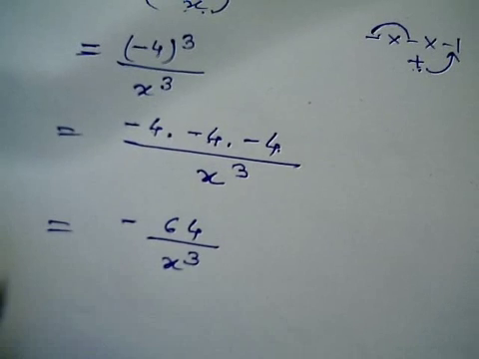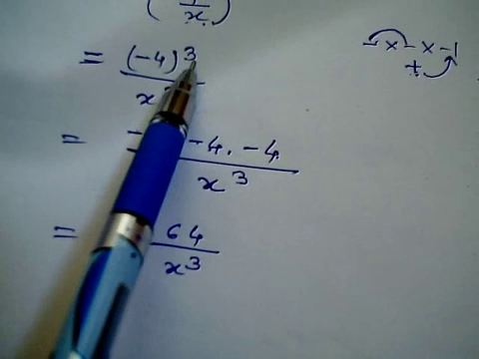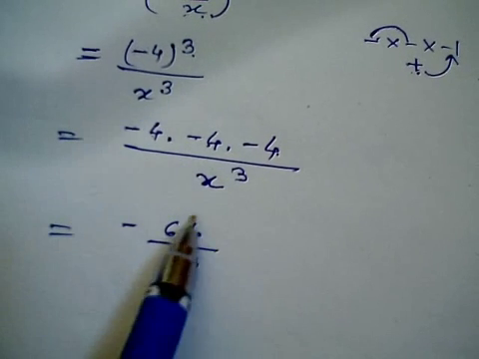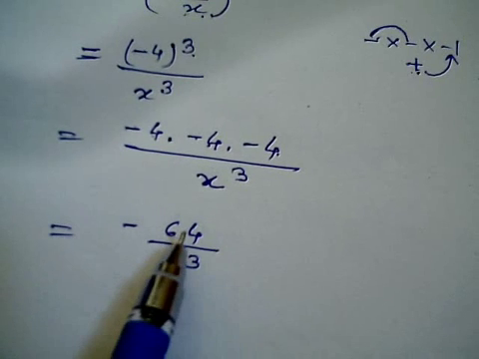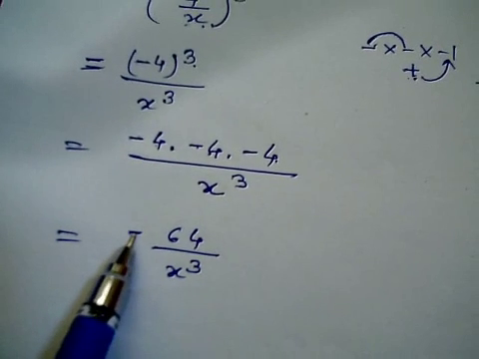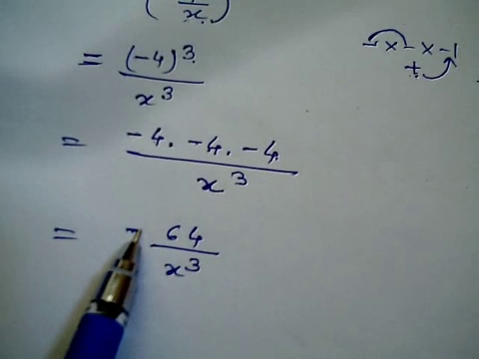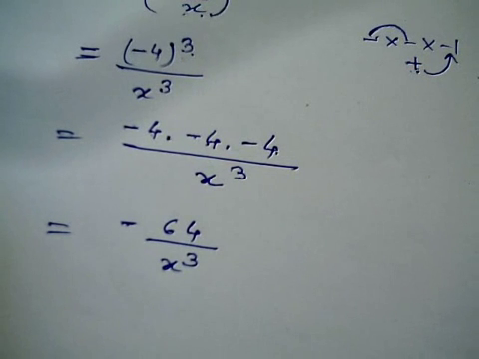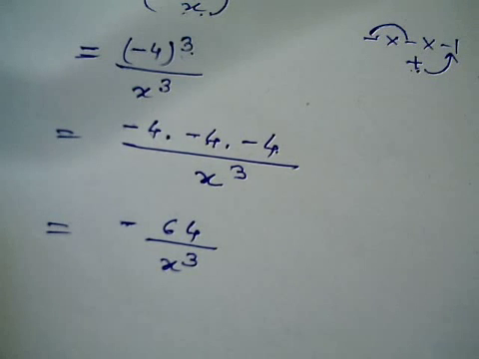I explained this because here the power was an odd number. If the power is an odd number and there is a negative sign inside, then after simplification the resultant term will come with the negative sign, like here 64 comes with the negative sign. Why? Because the power is odd. If it is an even number, then the sign will be positive. If it is an odd number, the resultant number will always come with the negative sign. So when you practice, you can understand it in a better way.